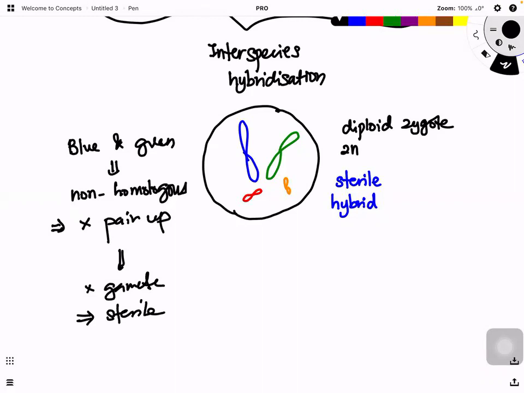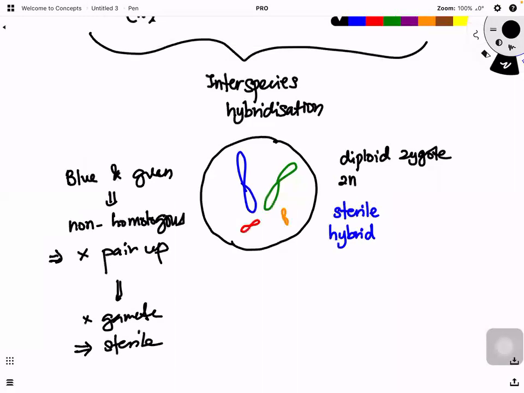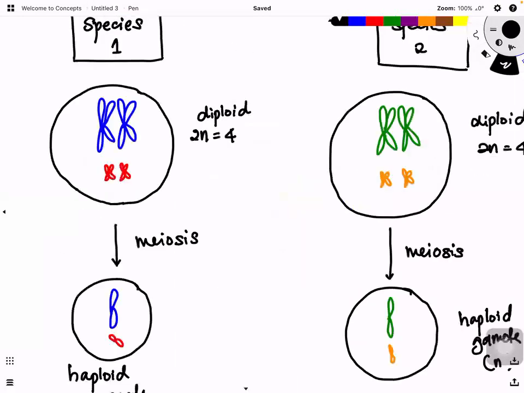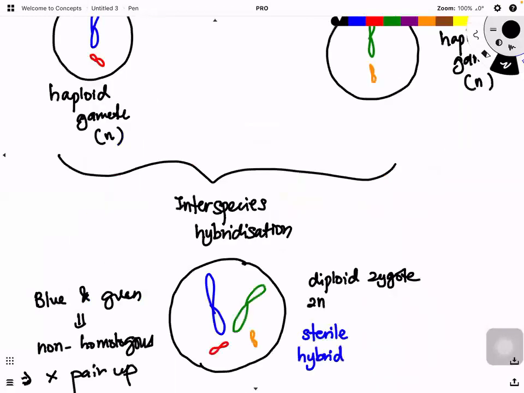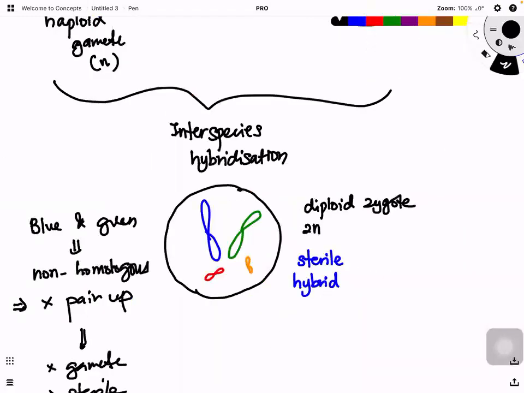You don't want the hybrid to form a new species, because these are two species. Let's say, for example, tiger and lion. Tiger and lion, two different species, and you form a liger. So ligers are sterile. Why are they sterile? Because hybrid sterility takes place. Blue and green chromosomes are non-homologous. Red and orange are non-homologous. Therefore, they won't be able to form gametes.